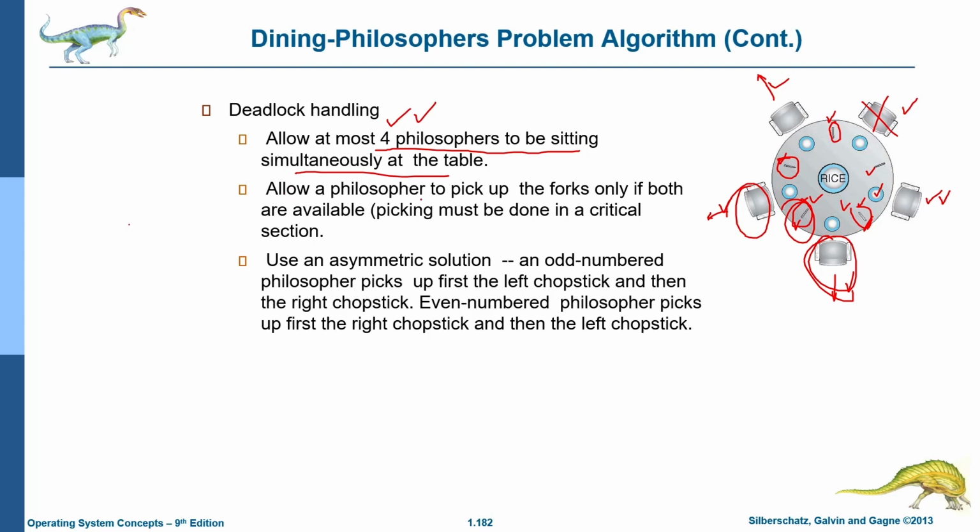Allow a philosopher to pick up the forks only if both are available. So it's like this.